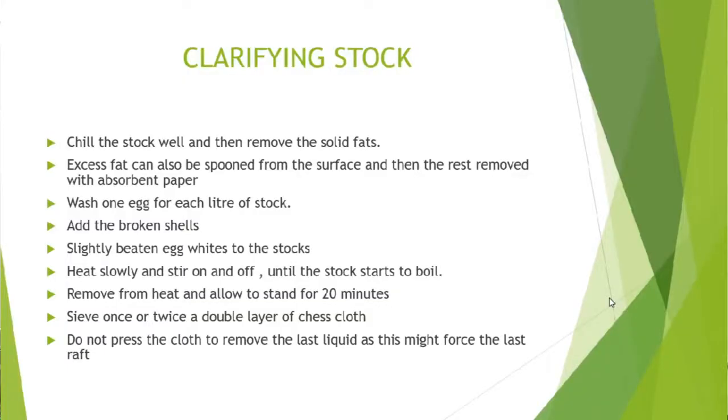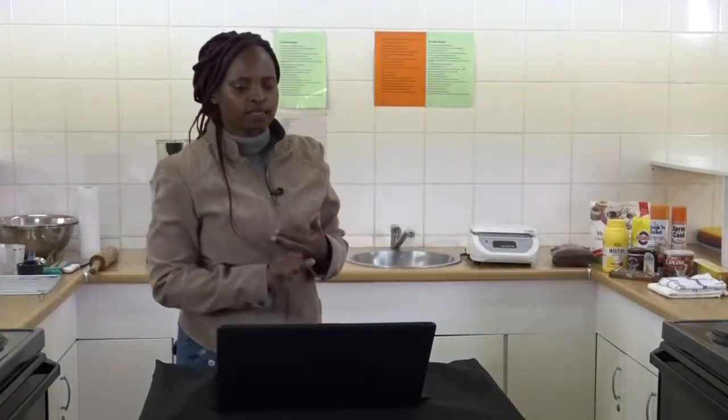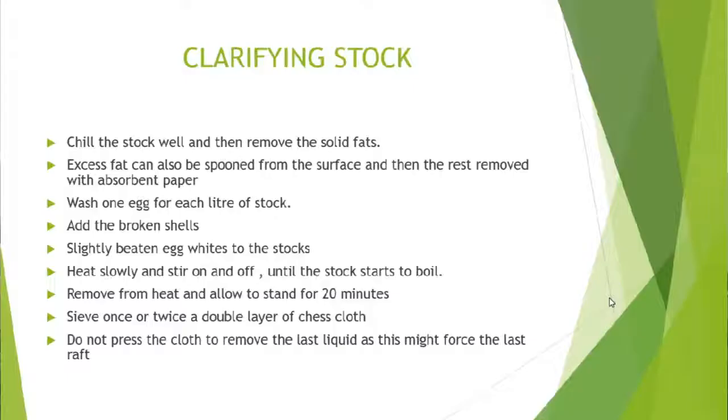Now we're talking about clarifying the stock. Why do we need to clarify the stock? It is to remove any impurities that can cause the stock to be cloudy. So, number 1, the first thing that you need to do, you chill the stock well, and then you remove the solid fats from your stock. How do you remove the solid fats from your stock? You either use a spoon or absorbent paper. Then how do we clarify the stock? You wash 1 egg for each liter of stock, which means if you are having 5 liters of stock, you'll need to have 5 eggs. For each liter, 1 egg.